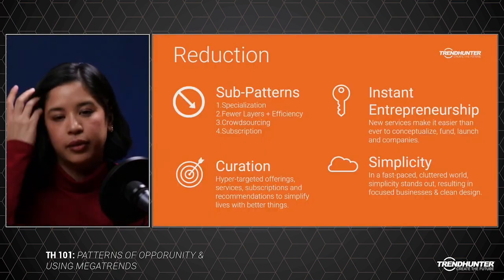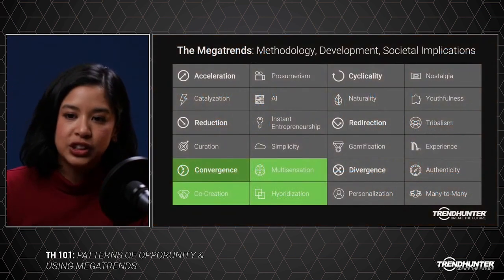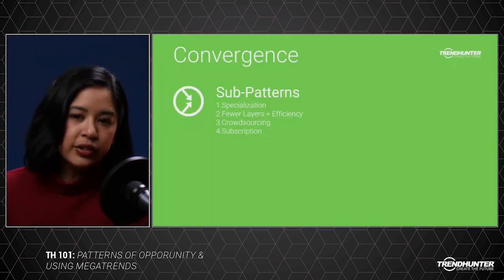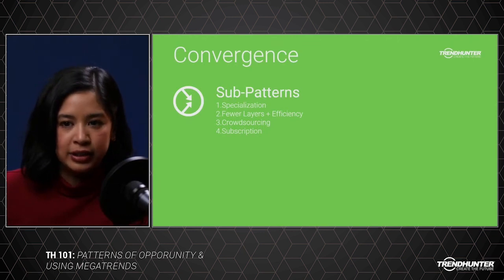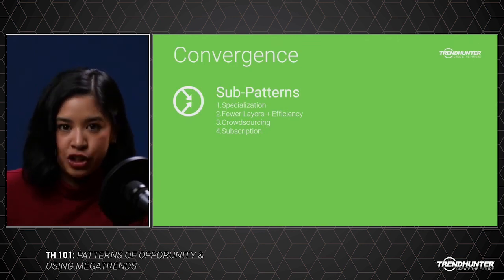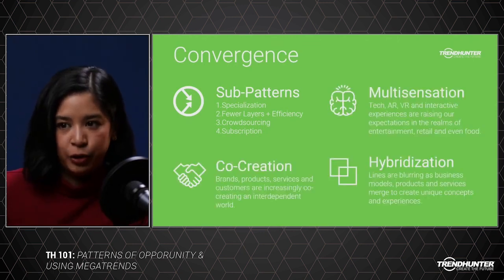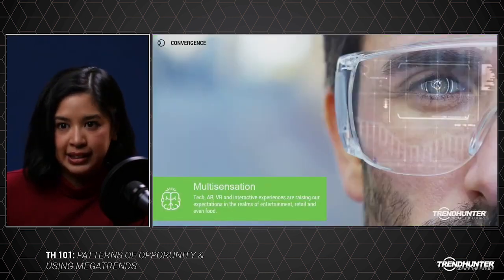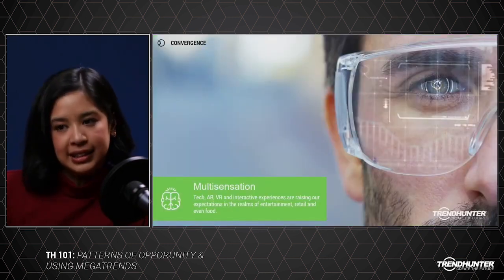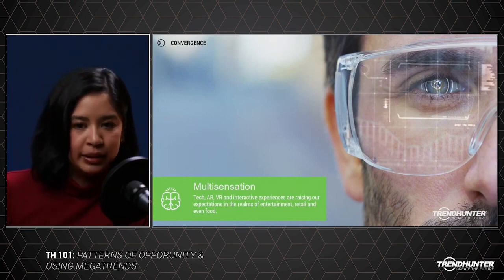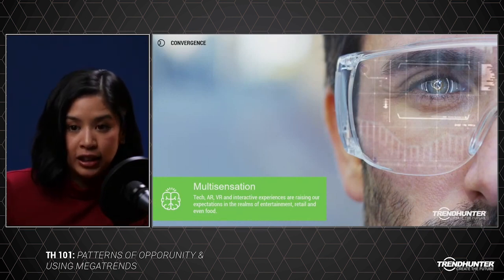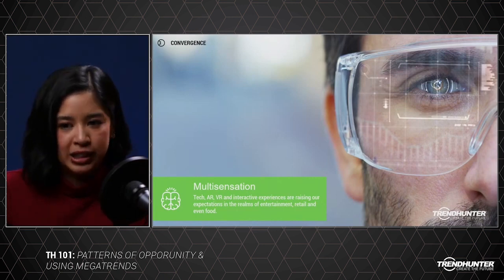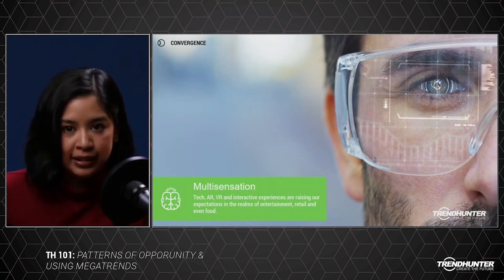Now that wraps us up for the megatrends under reduction and takes us into convergence. Convergence follows the sub-patterns of combination, collaboration, and layering ideas. So let's jump right into it with multi-sensation. Multi-sensation is a megatrend that looks at technology, augmented reality, virtual reality, and interactive experiences, raising our expectations in the realms of entertainment, retail, and even food.